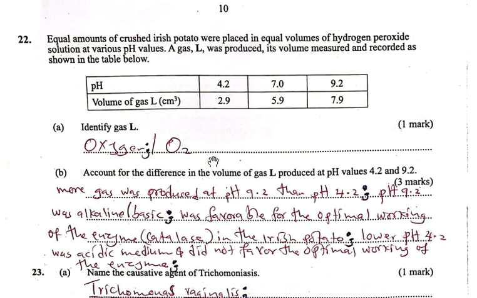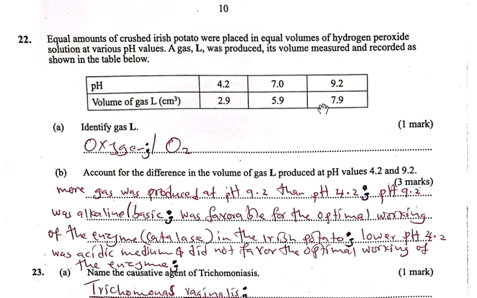And when you look at the pH, it is a factor which affects enzyme controlled reaction. And some enzymes work best in neutral pH, some work best in alkaline pH, and some work best in acidic pH. In this case, this enzyme catalase works best in alkaline pH, that is 9.2.